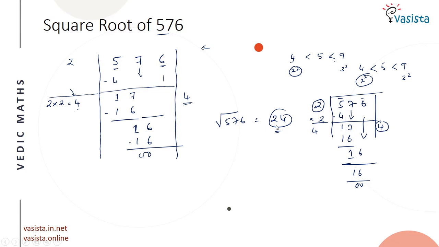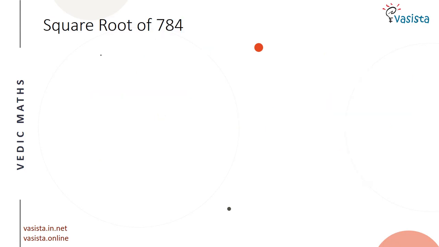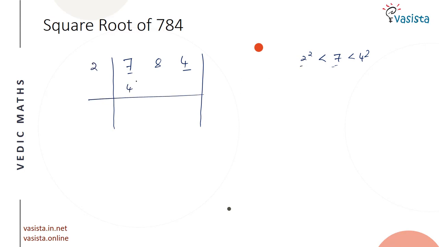Let me go with one more example so that this is clear to you. Let us go with 784. The same procedure you are supposed to adopt. Let us take odd places here: 4 and 7 are the odd places. Go with this 7. 7 lies between 2 square and 4 square. You need to subtract the square of 2, which is 4. 7 minus 4 is 3.